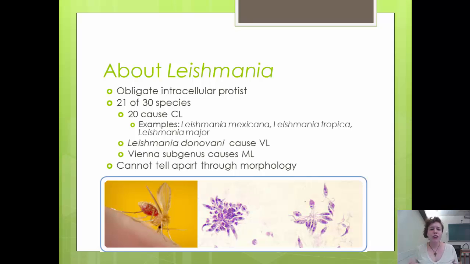leishmaniasis. So morphologically, you can't really tell the different species apart because they're all so similar. They only differ based off of where they are in the world, and the only way you can tell them apart is molecularly or through monoclonal antigens. At the bottom here you can see an example of what a sandfly looks like, and also what the protist looks like when it's in the promastigote form.